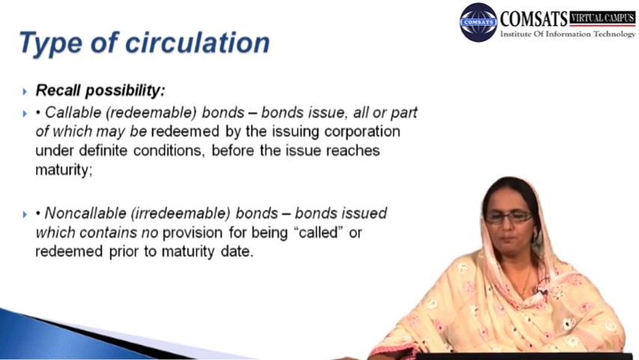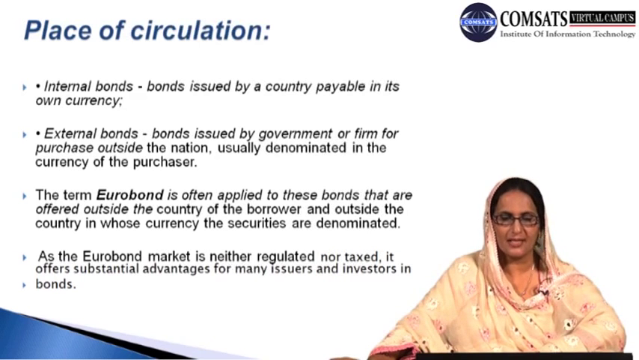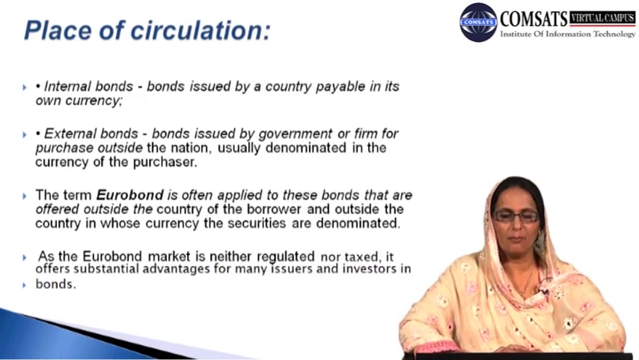Before these bonds become mature. Then we have another type of bonds, which are known as internal bonds. These are bonds issued by a country payable in its own currency. As the name of the bond indicates, these are traded in its own currency, and payments are made in the own currency. And then there are the external bonds. These are bonds issued by a government or firm for purchase outside the nation, usually denominated in the currency of the purchaser. The term Eurobond is often applied to bonds that are offered outside the country of the borrower and outside the country in whose currency the securities are denominated.